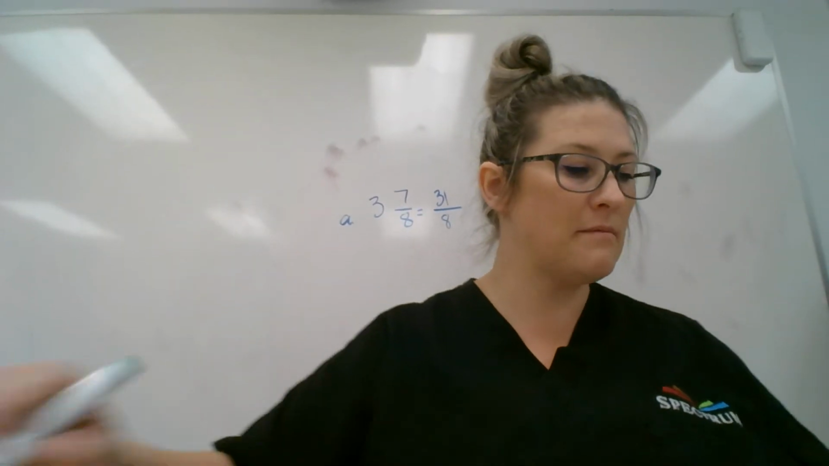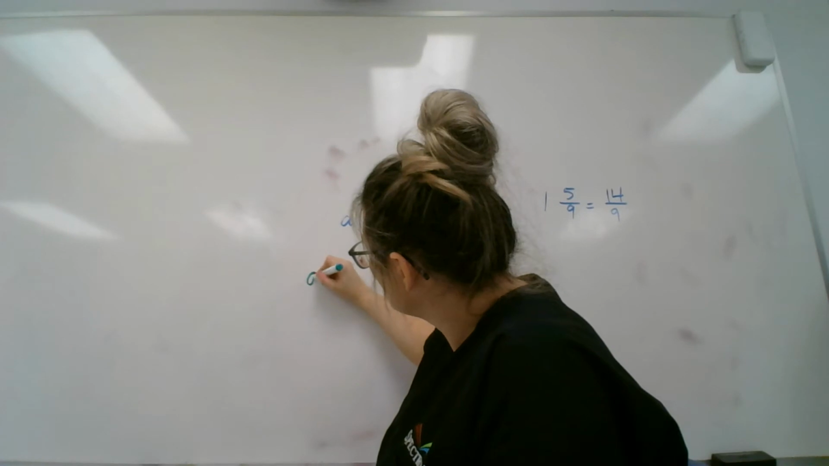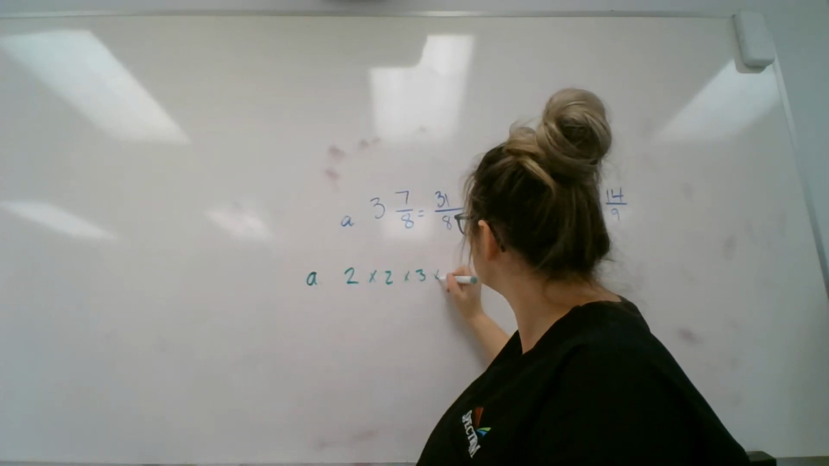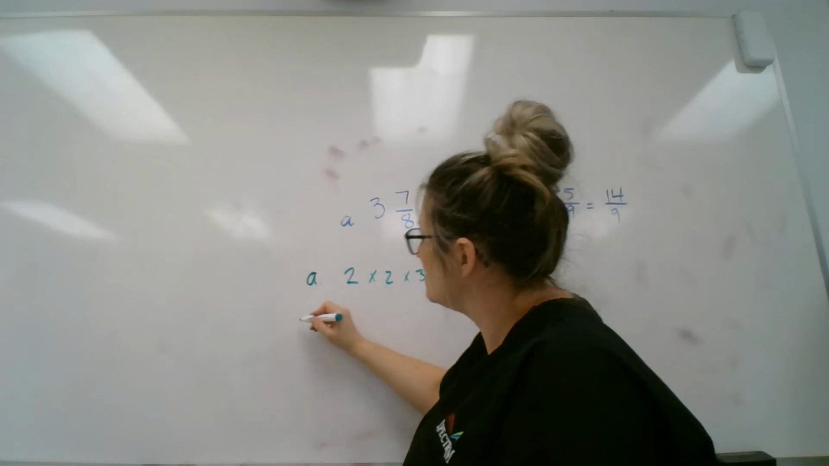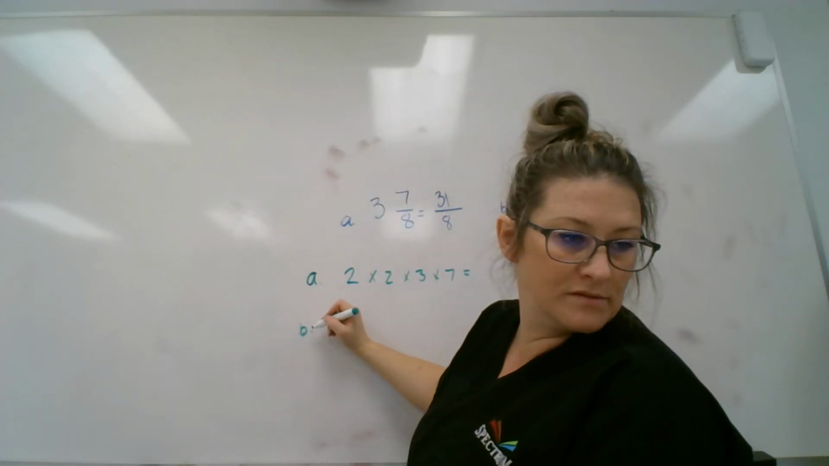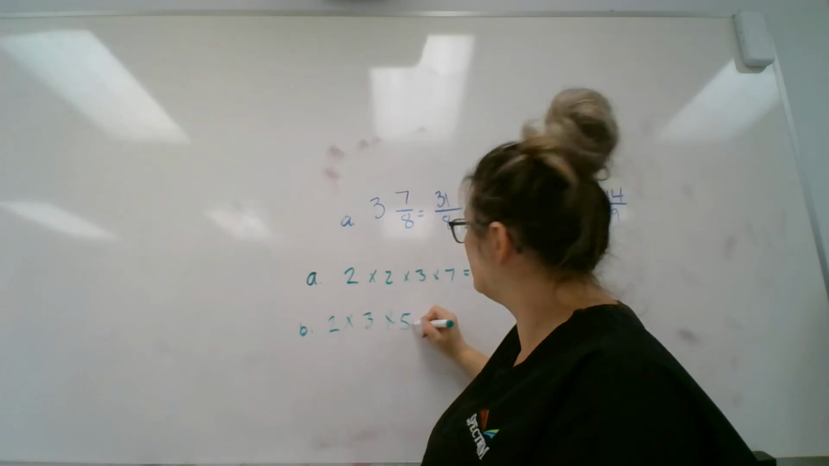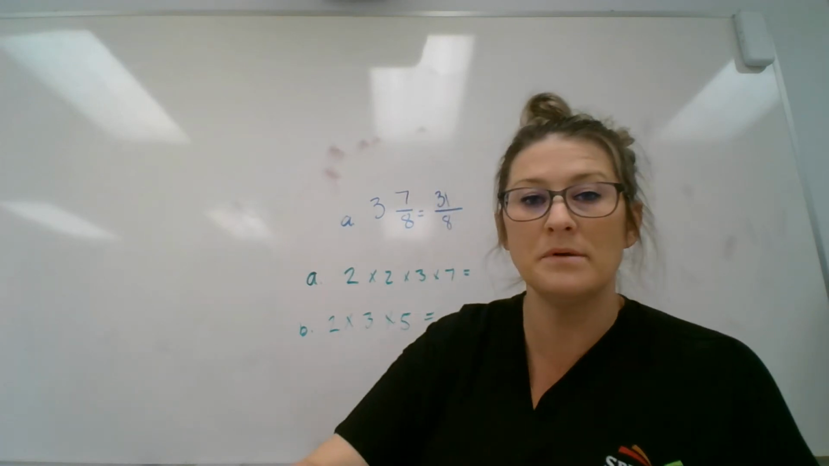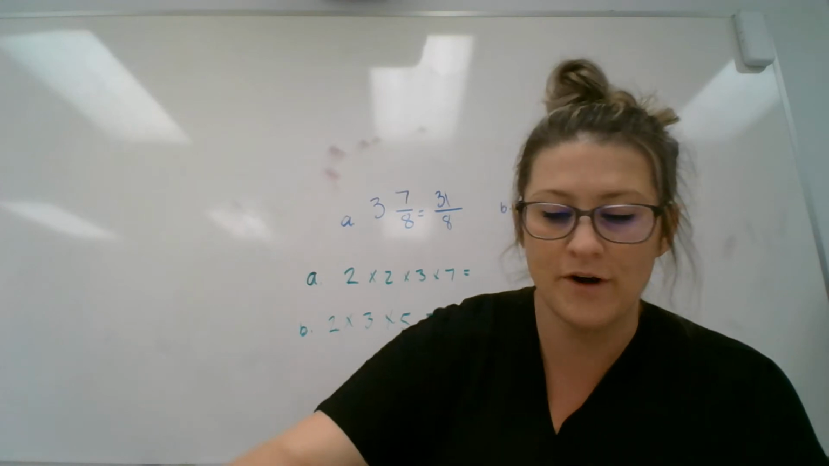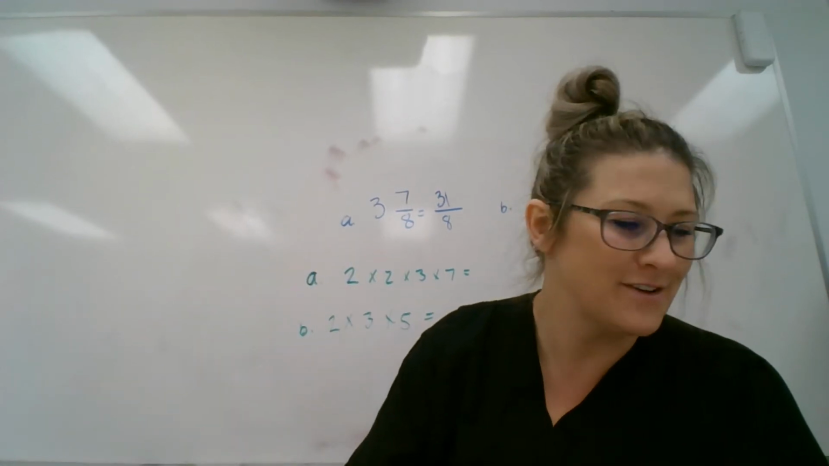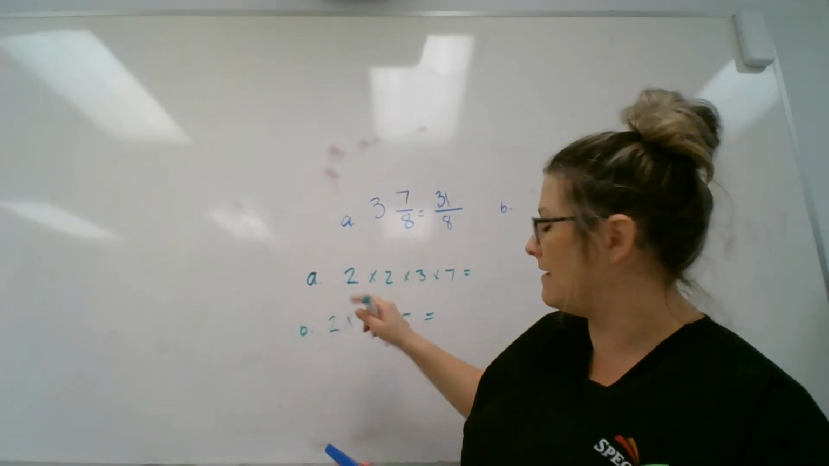So, our first problem. 2 times 2 times 3 times 7 equals what? Let me go ahead and write B down too. 2 times 3 times 5. So we are multiplying prime numbers. These are prime factors. Okay, goodness. All right, so problem A.